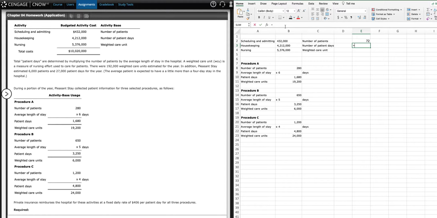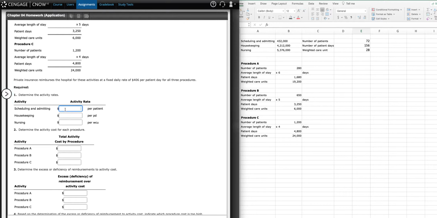Housekeeping is number of patient days. We'll try the formula again. It said 27,000 patient days in a year. It's just not going to work. And for the weighted care unit, we have 5,376,000, and it says there's 192,000 weighted care units estimated. So we get our rates, and we can plug those in: 72, 156, and 28.